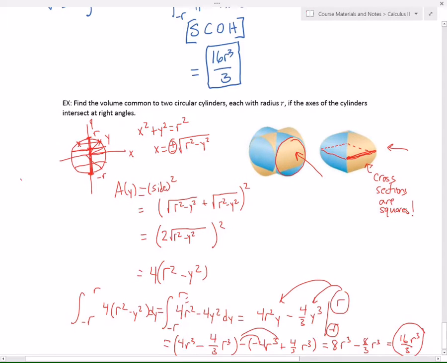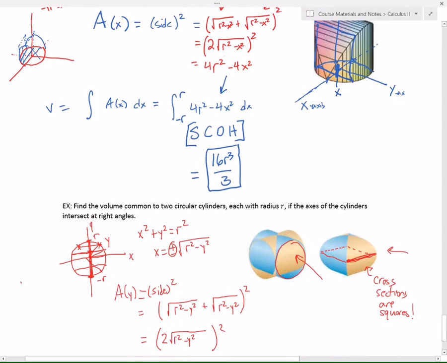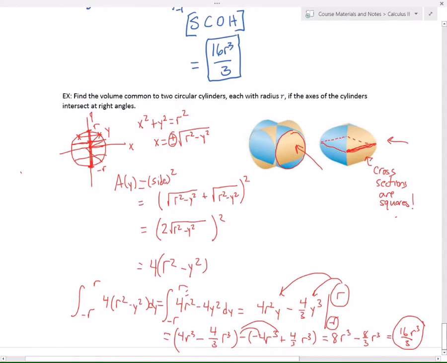Interestingly, you may or may not notice this, that's the same area we got, so same volume we got, for the previous example. Thought that was kind of cool. That is the volume of that shape of two intersecting cylinders.